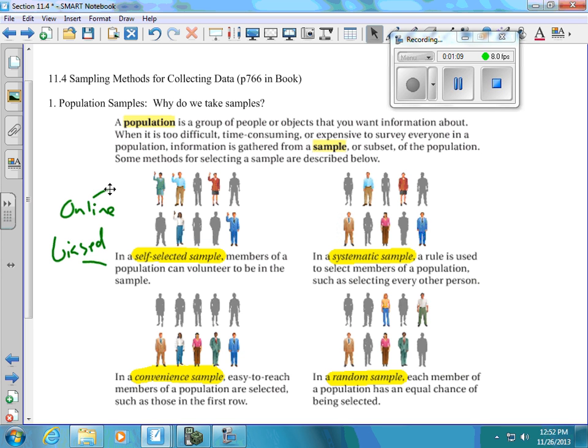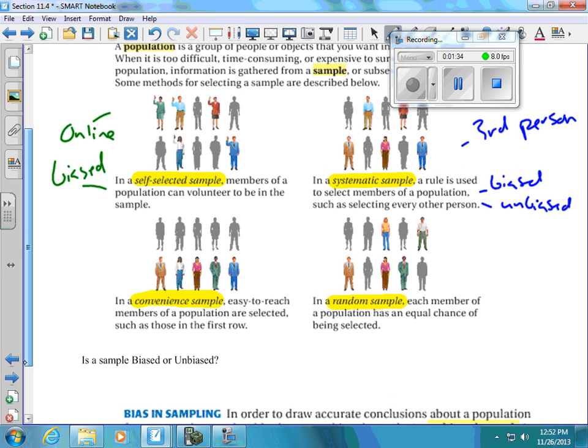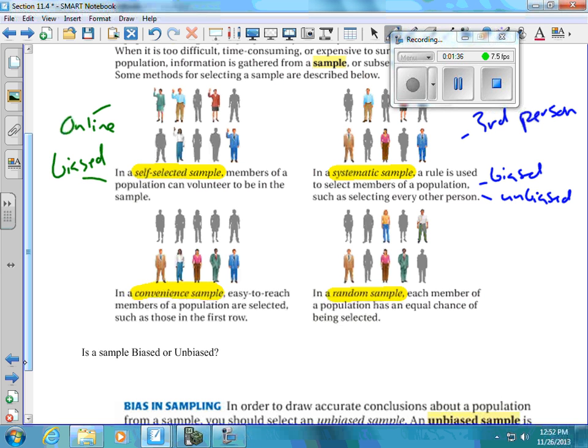Systematic sample: a rule is used to select members of a population. Every third person from a list, for example. Now these could be biased or unbiased. It kind of depends on how it's set up. But if you use a large enough sample size, then it's not as biased because you're going to get a broader selection. This will be every third person, every fourth person, calling on a list.